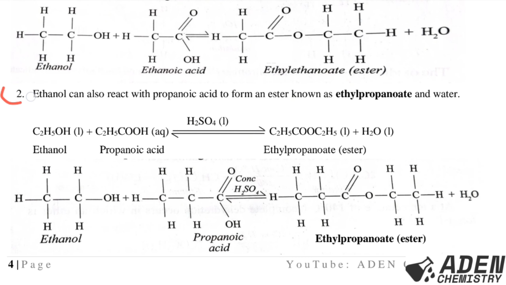So example 2: we are told ethanol can also react with propanoic acid to form an ester known as ethyl propanoate and also water. So this is the condensed structural formula for that reaction, and this is the open structural formula. We have explained this in lesson 3 of organic chemistry 2. You can refer to that video.